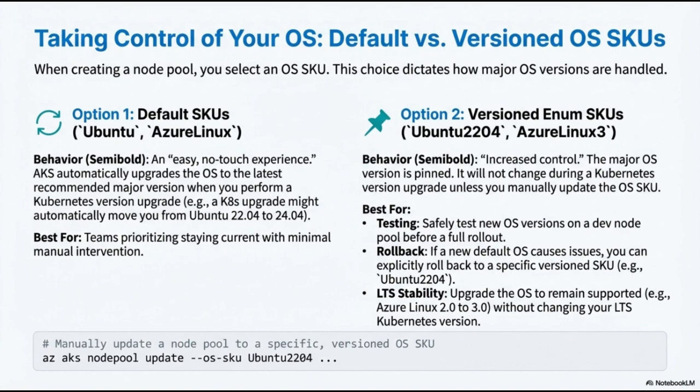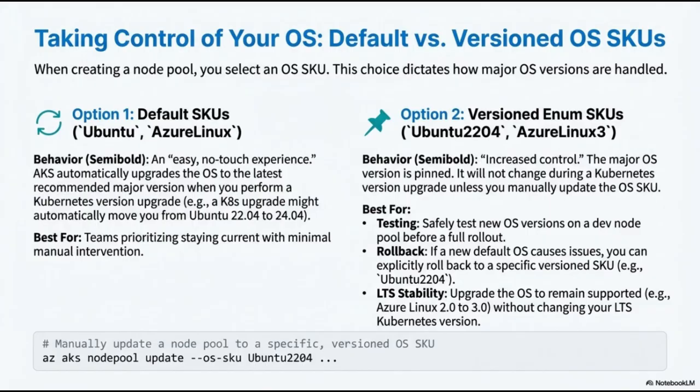Option 2 introduces versioned SKUs, such as Ubuntu 22.04 or Azure Linux 3. This provides increased control because the major OS version is pinned. It will not change during a Kubernetes upgrade unless you manually update the SKU yourself. This is ideal for safely testing new OS versions in a dev environment before a full rollout, or for providing a clear rollback path if a newer OS version causes issues.